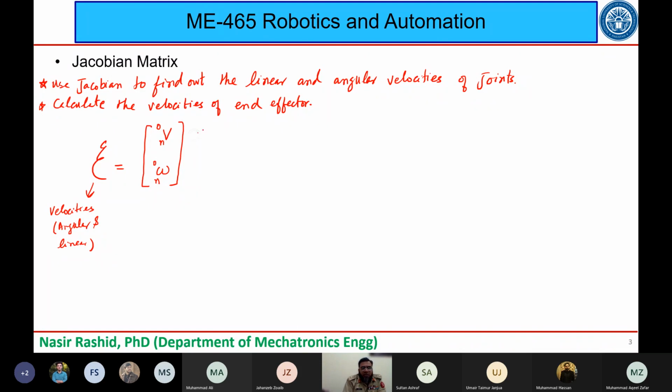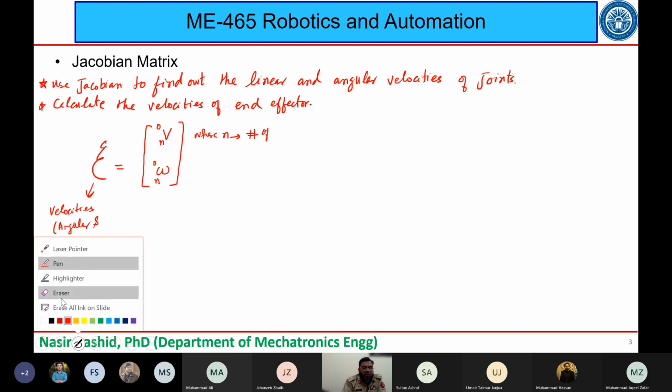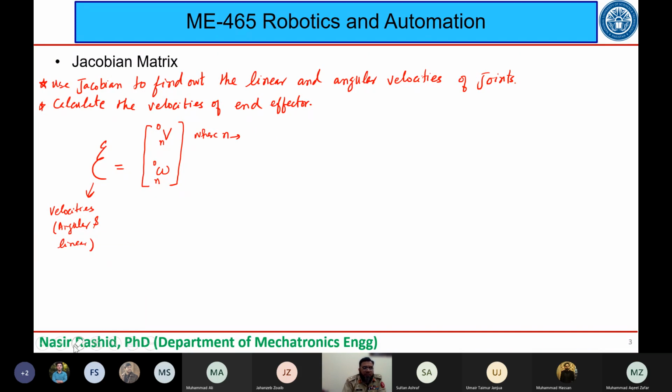Where n is the number of joints, or rather, let's not call it the number of joints. In fact, we should call it the end effector frame. So n is actually the end effector frame, and 0 is the base frame.